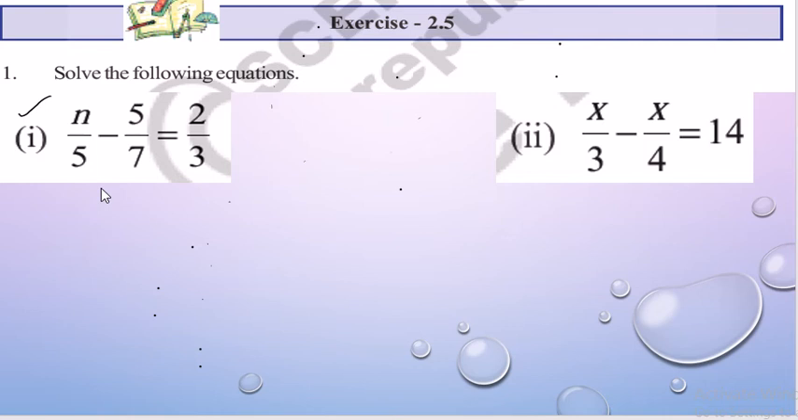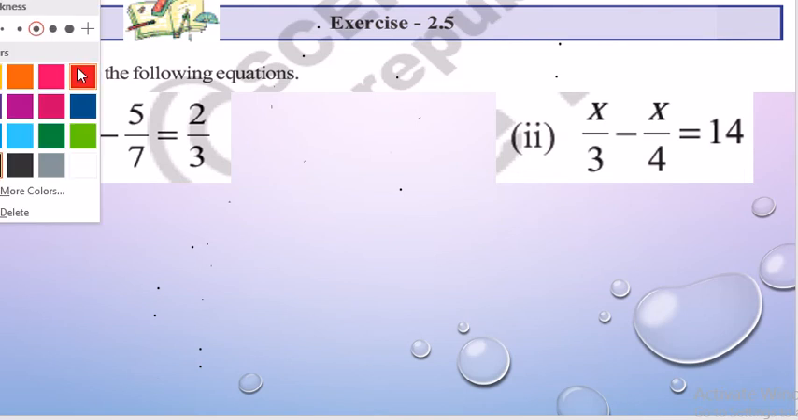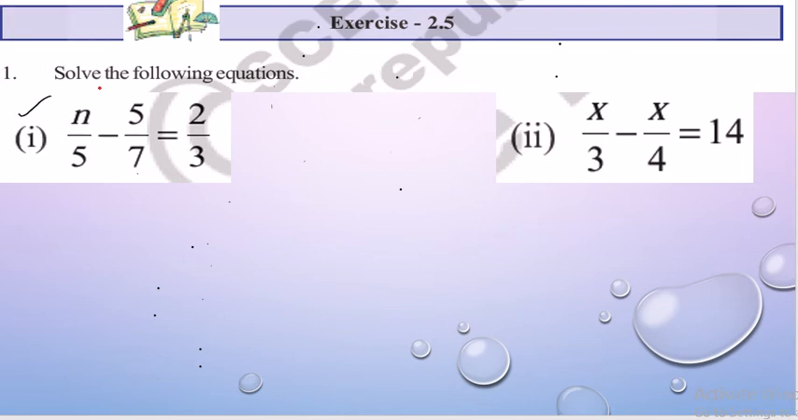What is given? n by 5 minus 5 by 7 is equal to 2 by 3. Now since this contains the variable, this 5 by 7 I can transpose directly to the other side. So I can write it as n by 5 is equal to, already 2 by 3 is present, plus 5 by 7, because this minus 5 by 7 will become plus 5 by 7.